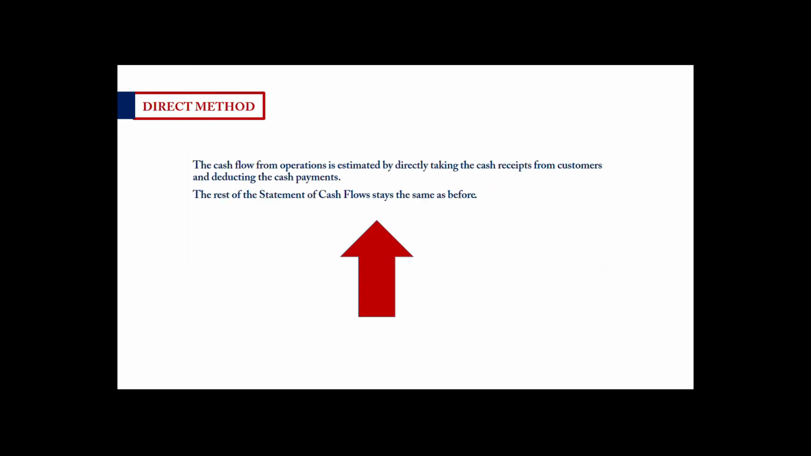We move straight into discussing the direct method. Now the direct method is the least used approach. You hardly find people using the direct method, but we'll still go through it. Cash flow from operations is estimated by directly taking the cash receipts from customers and deducting the cash payments. So the only difference between the direct and indirect is the cash flow from operating activities.